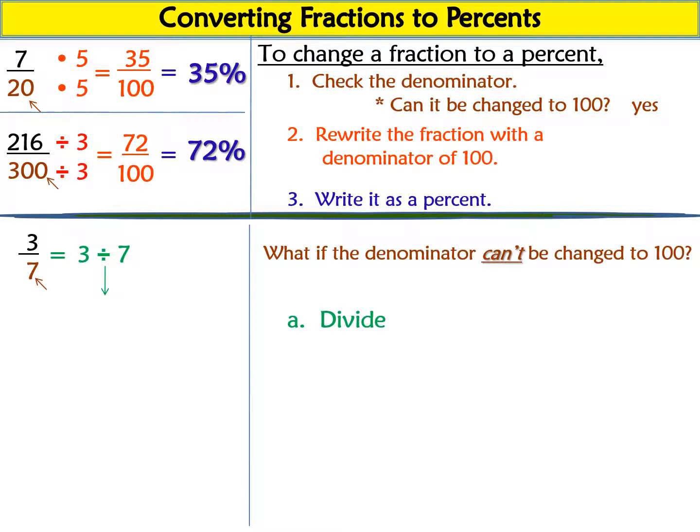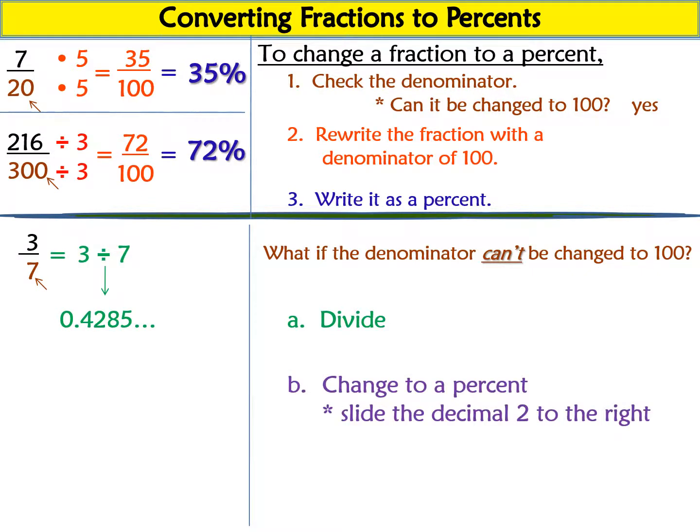Now, for the sake of time, I've done the long division ahead of time, and we end up with 0.4285. But if you need a little help with long division, there's another video in the series here that you can check out. Now, how do we change 0.4285, or 4,285 10,000ths, by the way? How do we change that to a percent?